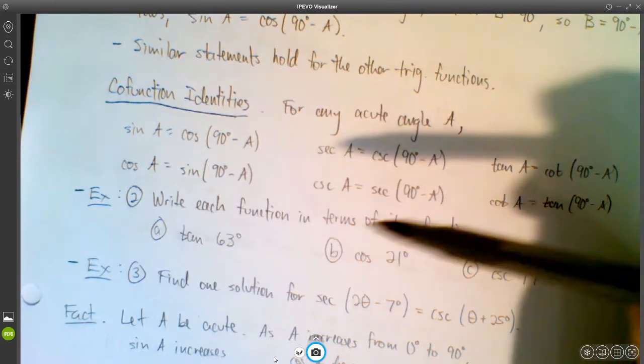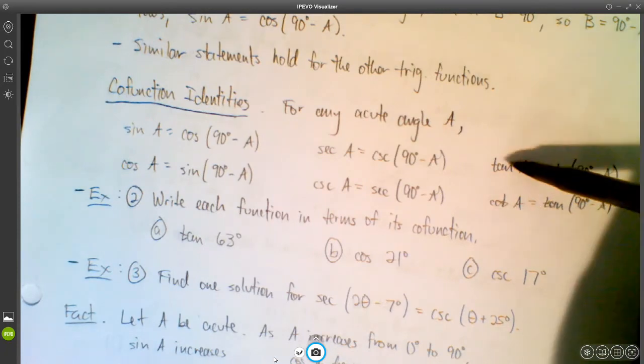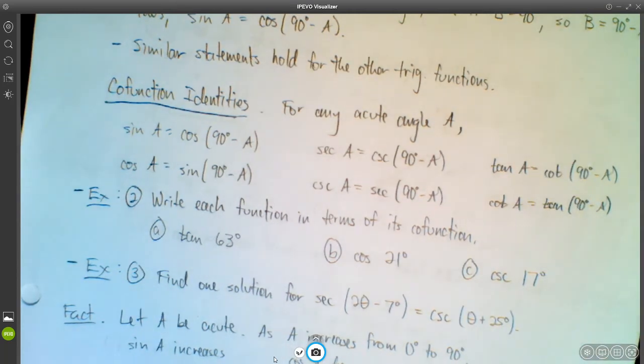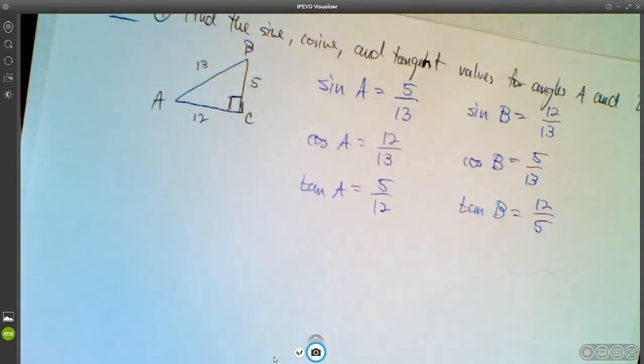The only functions that are both reciprocals and cofunctions are the tangent and cotangent functions. So they're kind of nice in that way, I guess. But anyway, those are the cofunction identities. Let's practice using them.